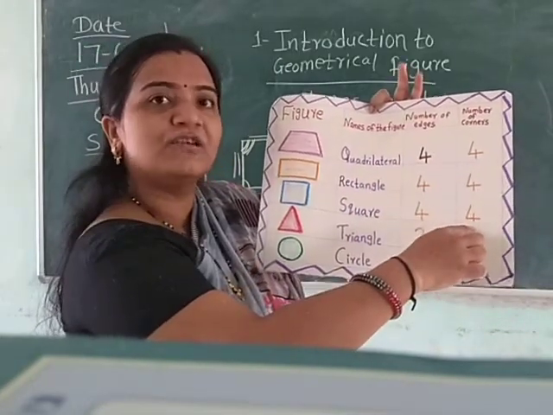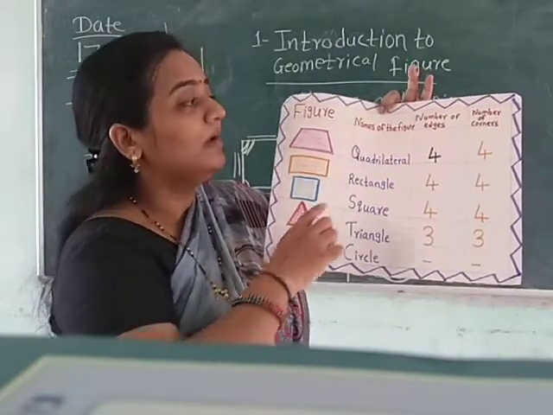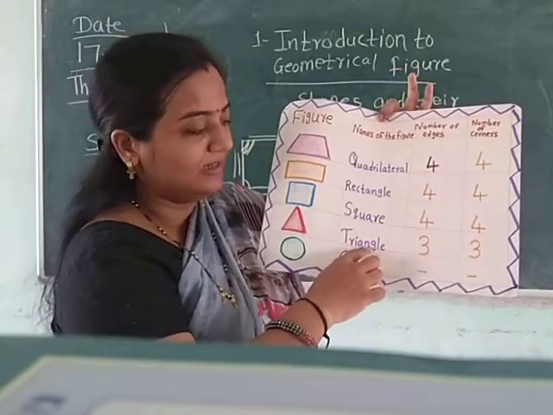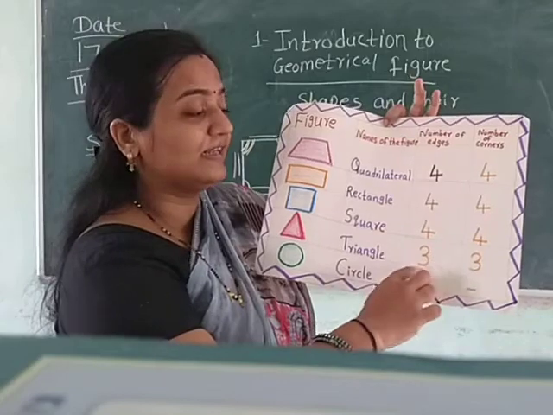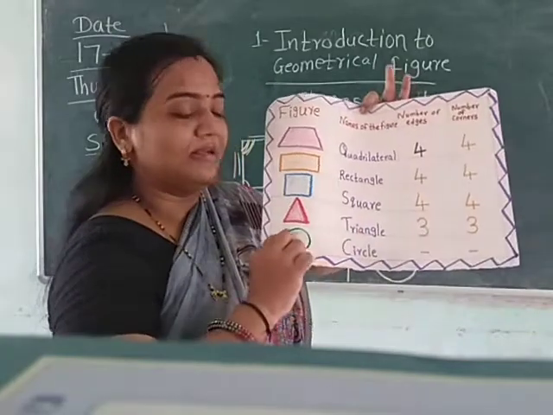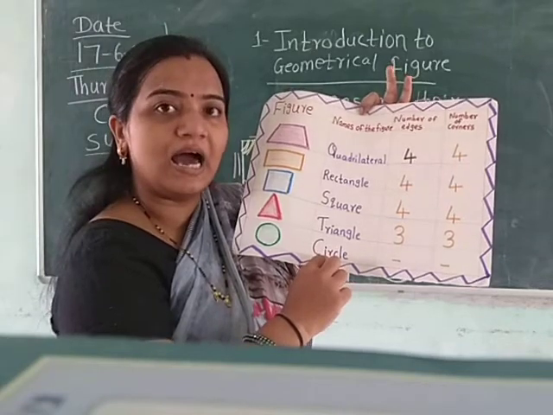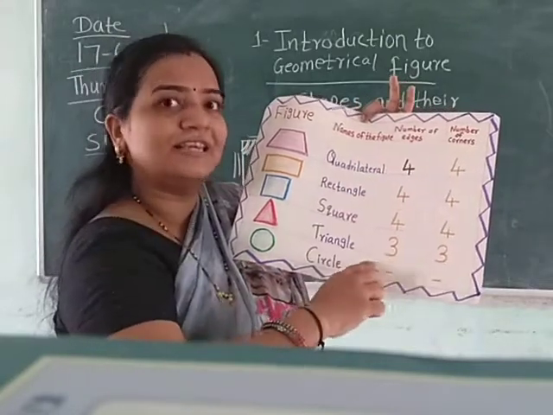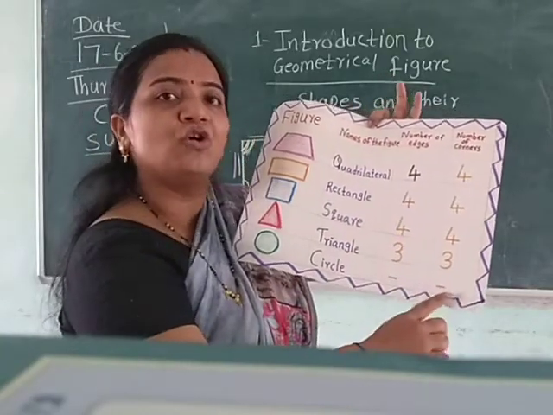Number of corners 4. Next figure, triangle. What is the spelling of triangle? Triangle. Number of edges 3. Number of corners 3. Okay. The next figure, circle. The spelling of circle: Circle. Number of edges 0. No, a circle doesn't have any edge and no corners.